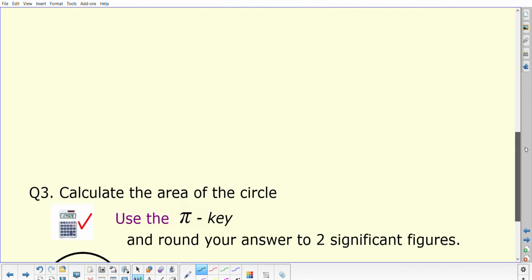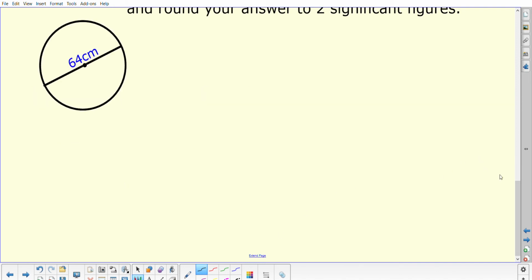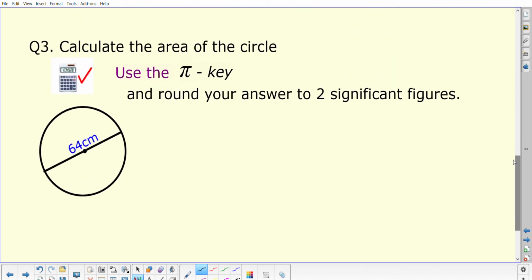So the next one, right, question 3, calculate the area. This time, again, using the pi key, but this time rounding to significant figures. Now notice in this question, the measurement we've been given is actually the diameter. It's going all the way from one side of the circle to the other. So this time we know the diameter is 64 centimetres, but we're still calculating the area.